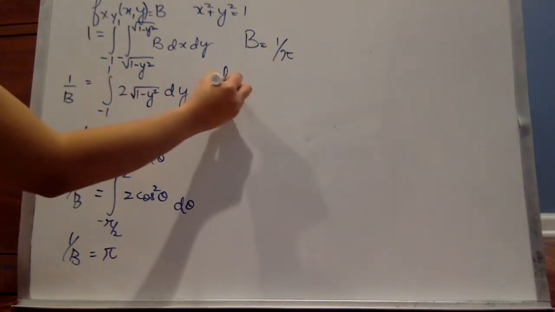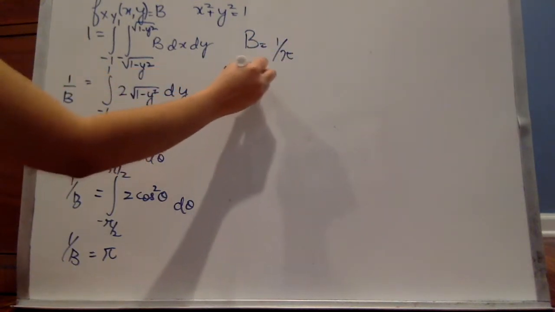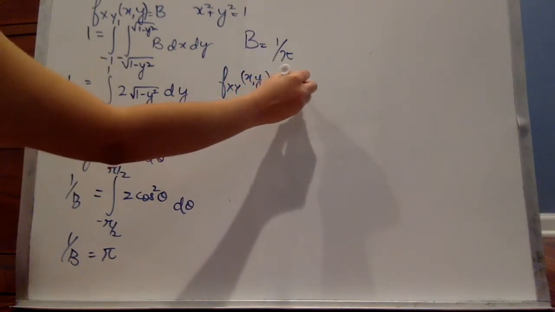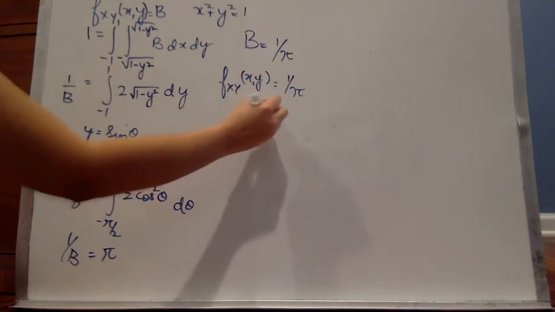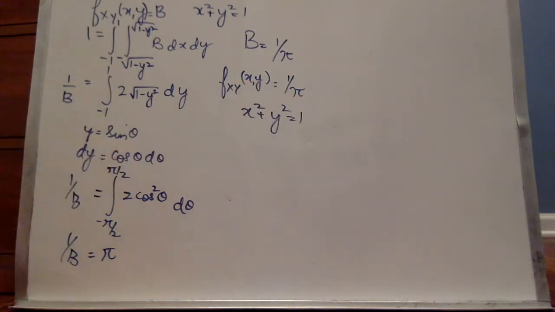So our probability density function becomes 1/π when x² + y² ≤ 1 and 0 otherwise.